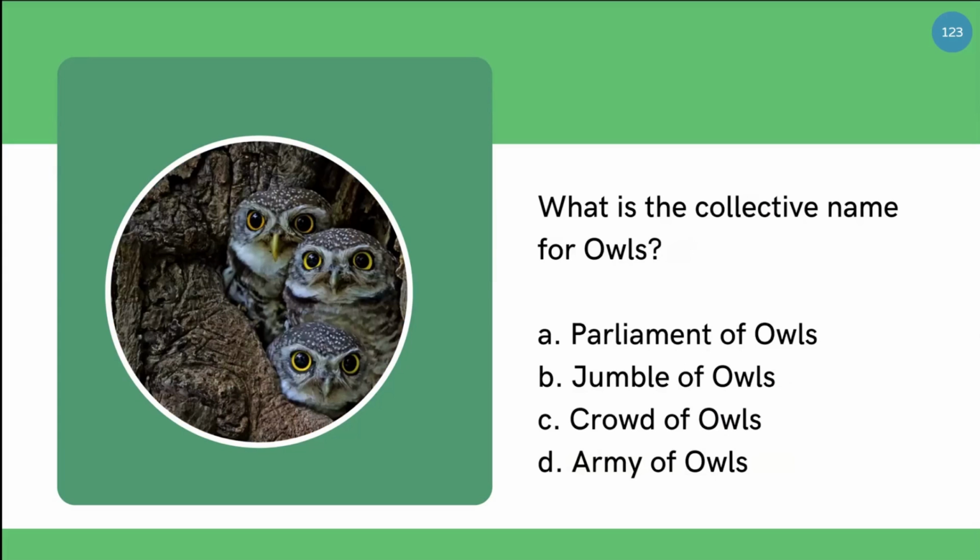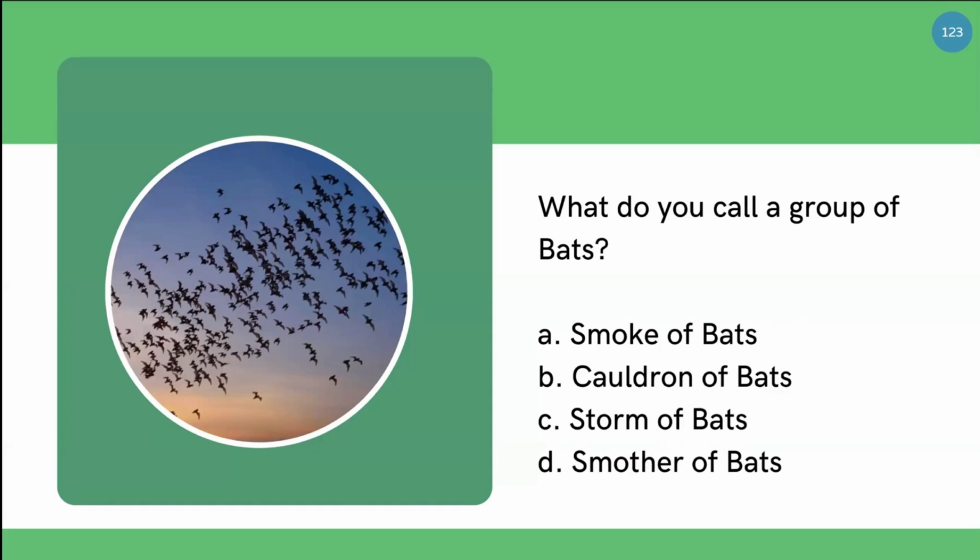What do you call a group of owls? Come on, come on. We just learned. That's right, that's right. Parliament of owls. You guys are quick learners. Great, we are doing great. So the last one here. What do you call a group of bats? That's right, that's right. No, Deep, no, it's not option A, it's option B. It's called a cauldron of bats.